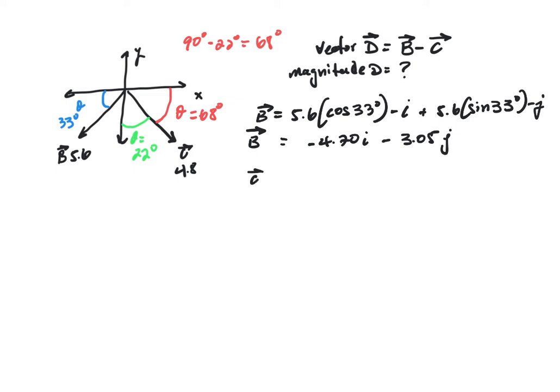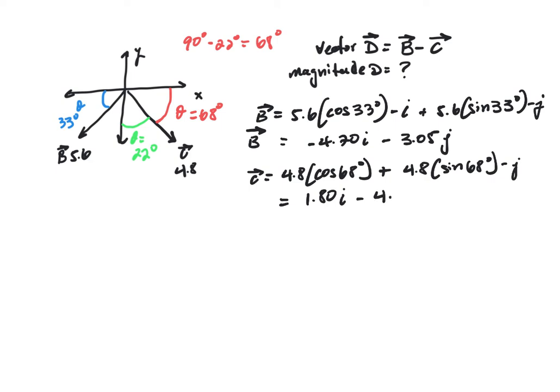So now we need to find the same thing for C. We use the magnitude, so it's gonna be 4.8 cosine of 68 plus 4.8 sine of 68. It's gonna be a negative j, or you could say negative y. I already did this, so it's gonna be 1.8 i minus 4.45 j.